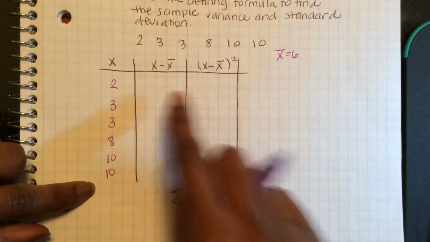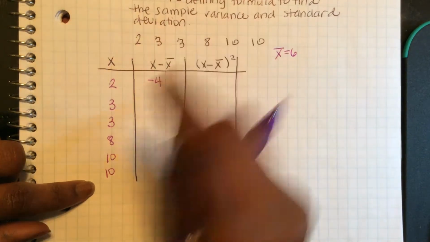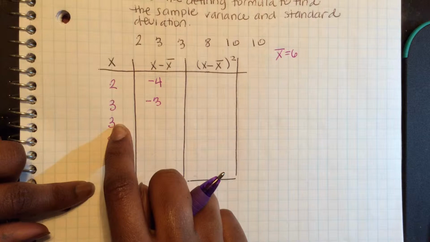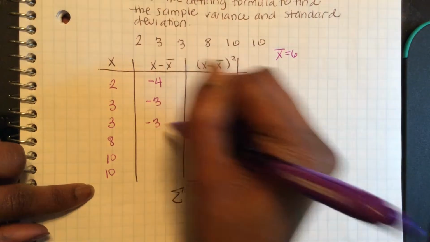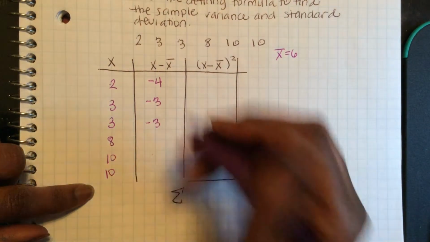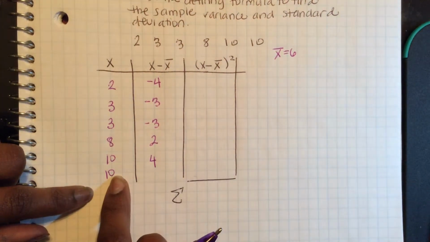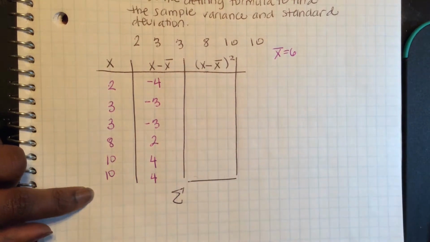So 2 minus 6 is negative 4. 3 minus 6, negative 3. 3 minus 6 is also negative 3. 8 minus 6 is 2. 10 minus 6 is 4. And 10 minus 6 is 4.